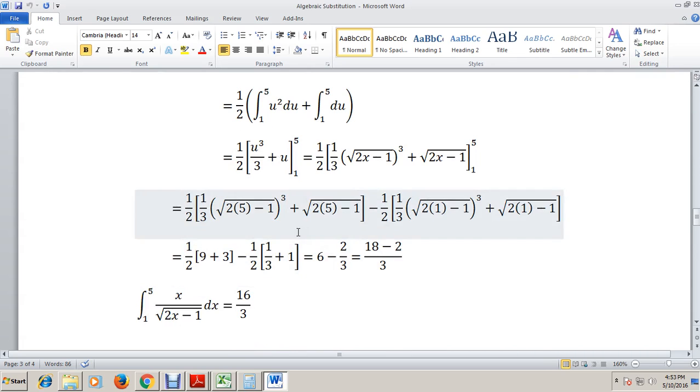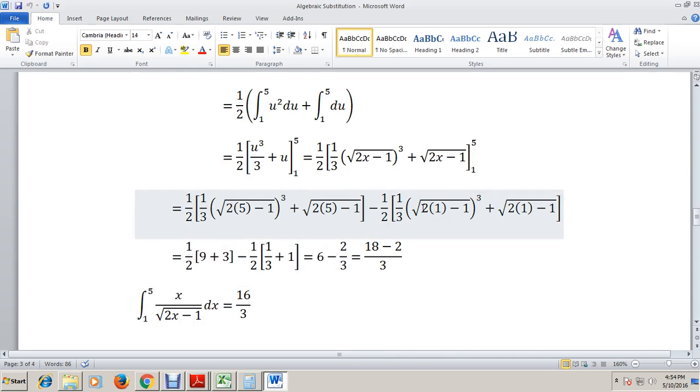Okay, so notice you have here 2 times 5 gives you 10. 10 minus 1 gives you 9. Square root of 9 gives you 3. 3 cubed gives you 27. 27 divided by 3 gives you 9. So that is the 9 that appears here. Next, you have 2 times 5 gives you 10. 10 minus 1 gives you 9. Square root of 9 gives you 3. So that is the 3 that appears here. Now, of course, 9 plus 3 gives you 12. 12 times 1/2, or 12 divided by 2, gives you 6. So that is the 6 that appears here.